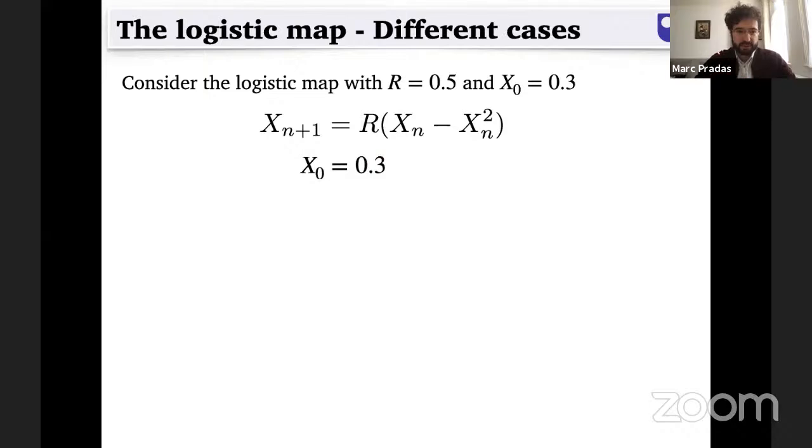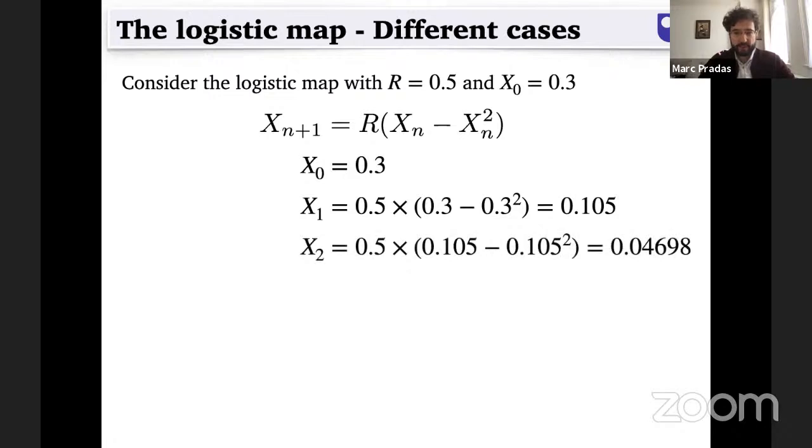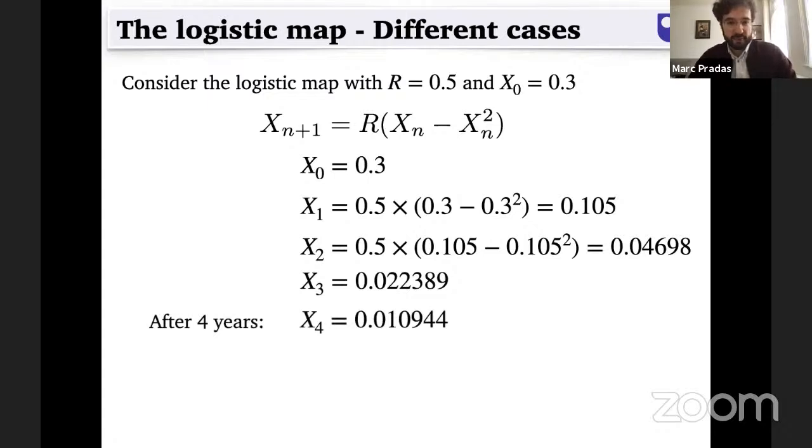I'm going to illustrate this by computing the sequence by hand. So let's assume that r is equal to 0.5, and the initial point is x0 = 0.3. If you were to do this by hand, you would put the 0.5 here and then 0.3 inside of the brackets, minus 0.3 squared. This will give you the next point in the sequence, 0.105. Then you take this one to get the next one, and then the next one, and so on. So in this case, you could say that after 4 years, the population has decreased.